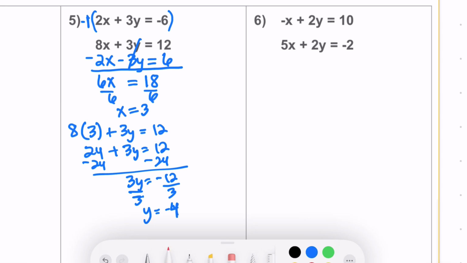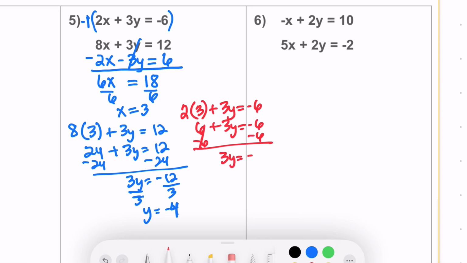Or the other one. Well, I did it backwards this time. Why did I do that? I don't know. 2 times 3 plus 3y equals negative 6. 6 plus 3y equals negative 6. Subtract 6 from both sides. 3y equals negative 12. Divide by 3, and y is equal to negative 4. So this ordered pair is 3 and negative 4.